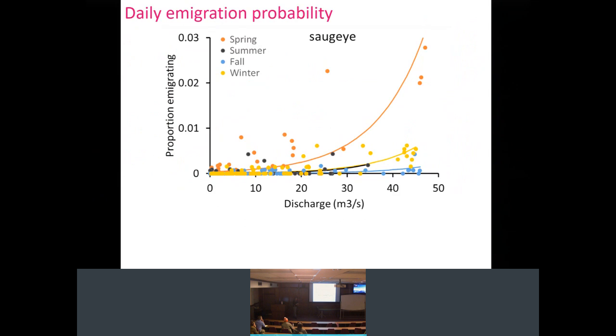When we look at the data in the models, we see discharge on the x-axis, proportion emigrating on the y-axis. We see that emigration increases with discharge in general, but it does so differently in different seasons. In spring, we get a big increase with discharge. In summer and winter, we get a smaller increase. And in fall, we get very little increase with discharge. The great thing is we have high discharge events in three of those seasons, and we see very different emigration probabilities. So discharge is important, but season is equally important.